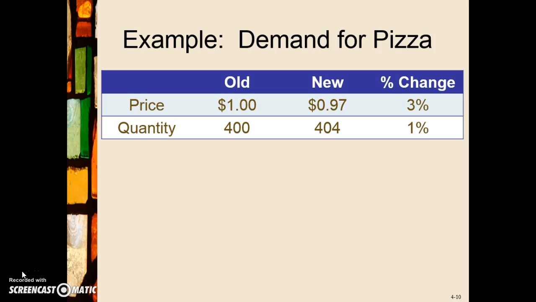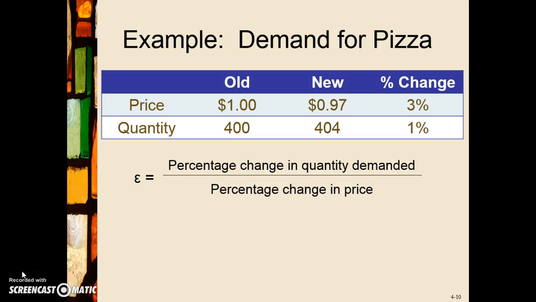Okay, so here's an example. The old price for pizza was $1, and at that price 400 slices were demanded. When the price drops to 97 cents, which is a 3% change, the quantity demanded changes by 1%. So how would we plug this into our formula? Well, there we have the formula. 1 divided by 3 gives me 0.33, or a price elasticity of demand equal to 1/3. So in this case, the demand is inelastic.